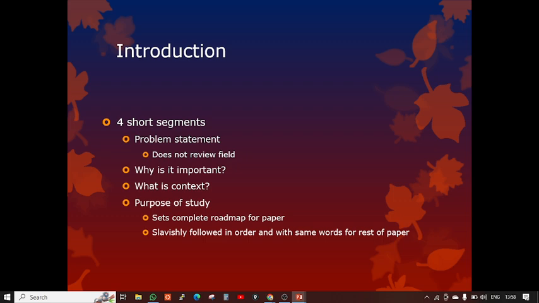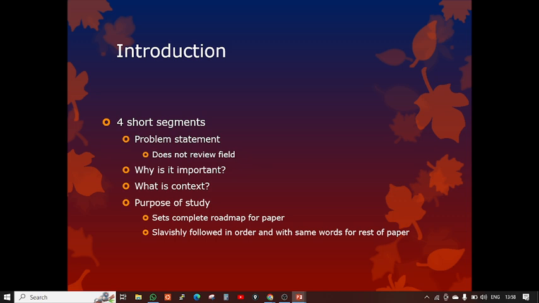Whatever the context you are going to write, why you chose the research topic, and in this context, you have to elaborate in the introduction section, because in the introduction section you can include these things. The next is the purpose of the study. Set the complete roadmap, meaning here how you do the research in detail, your plan and purpose, what is your main focus in doing the research.